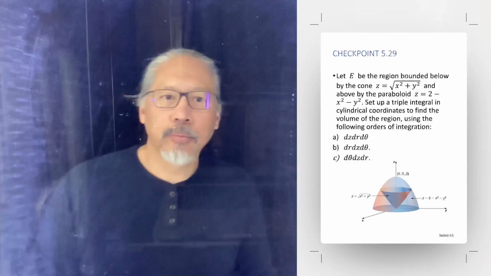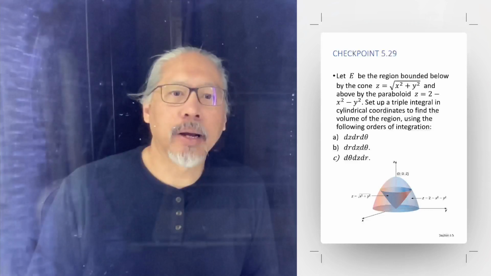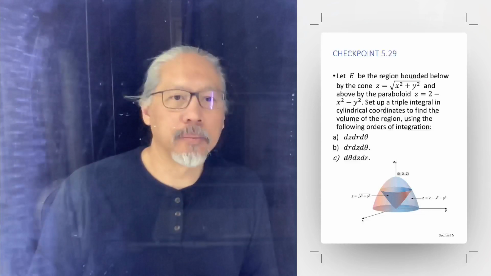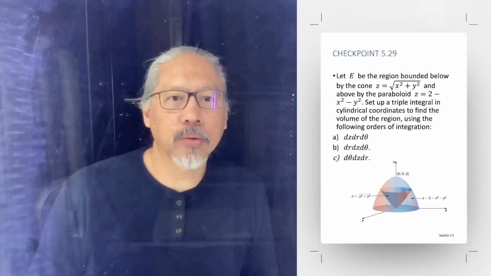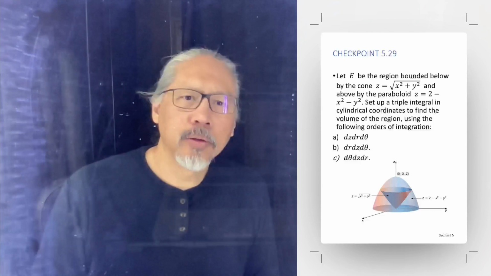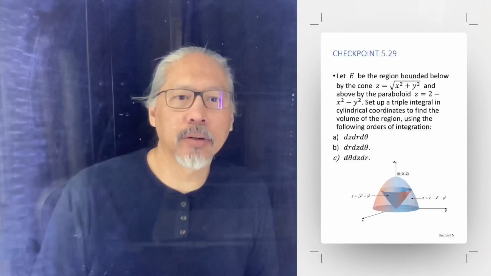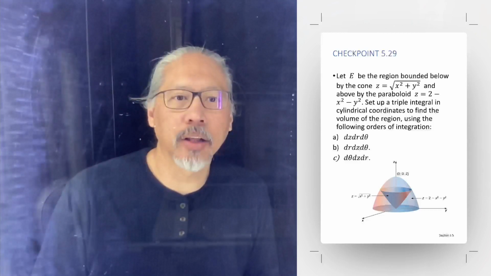Hello, we're doing checkpoint 5.29. Let E be the region bounded below by the cone z is equal to the square root of x squared plus y squared, and above by the paraboloid z is equal to 2 minus x squared minus y squared. And we want to set up a triple integral in cylindrical coordinates to find the volume of the region using the following integration.